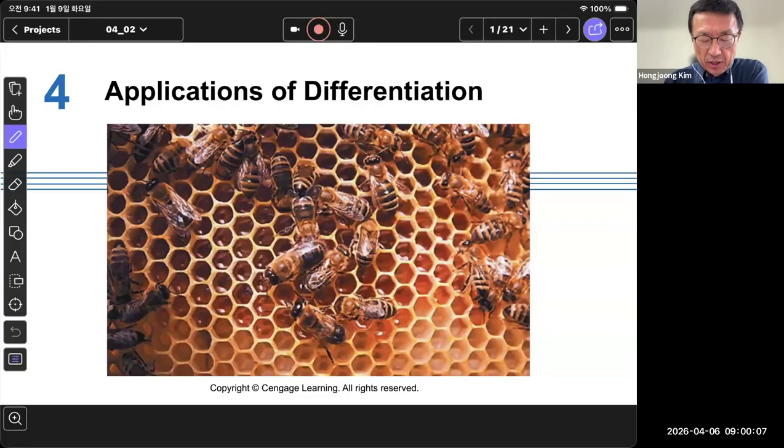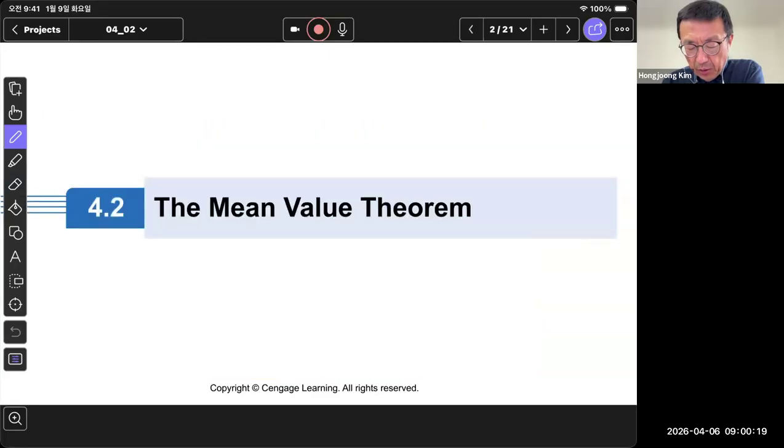Let's just start. We started section 2 of chapter 4 last week, and let me briefly review what we considered in this section. We want to consider the mean value theorem, which is important in mathematics. And as you probably noticed, this theorem is used in several fields, especially in engineering departments.